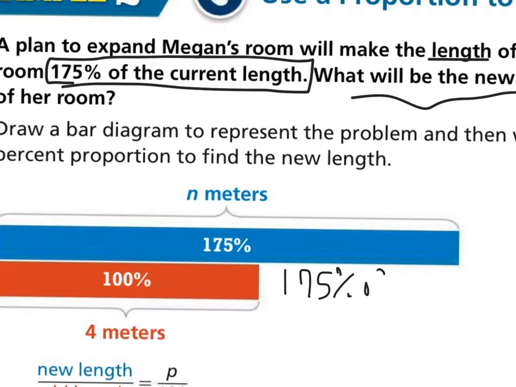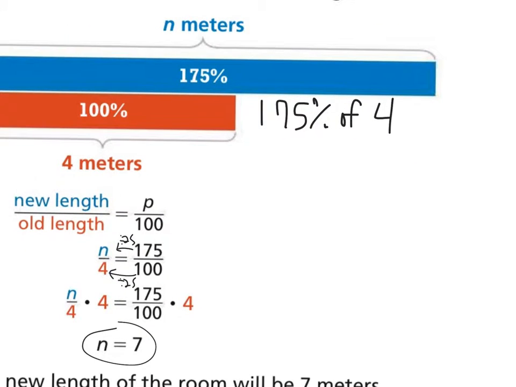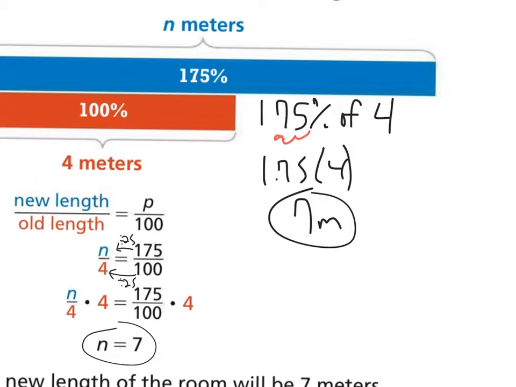Another option, like I circled or boxed in, 175% of the current length means 175% of current length is 4. So 175% of 4, and we could do like we did in the last lesson, just move your decimal 2 places to the left, 1.75 times 4, and you'll get 7 meters that way also. Okay, so again, different options, different ways that you guys can work this out and still get the correct answer.